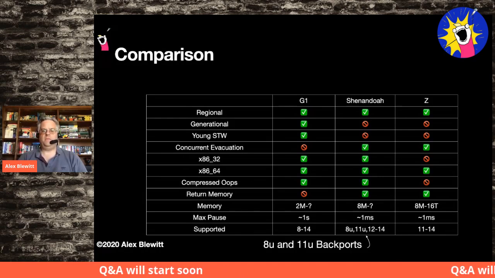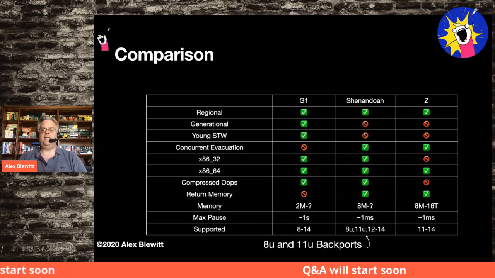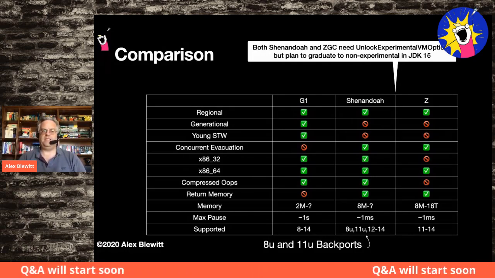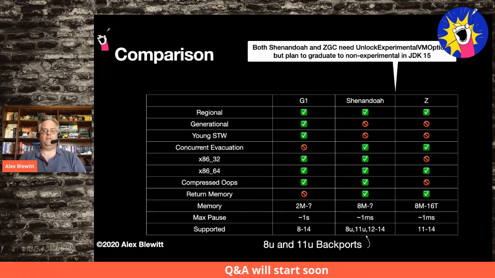The maximum pause times for both Shenandoah and ZGC are in the order of milliseconds, whereas G1 can be in the order of seconds, depending on what you're doing. Lastly, Shenandoah and ZGC need the unlock experimental VM options flag at the moment, but they plan in JDK 15 to move to non-experimental status. So in JDK 15 and above, you won't need to use that flag. However, Alexi pointed out to me that the Red Hat builds of 8U and 11U don't require you to specify the unlock experimental VM options, because Red Hat considers both 8U and 11U with Shenandoah to be production ready.